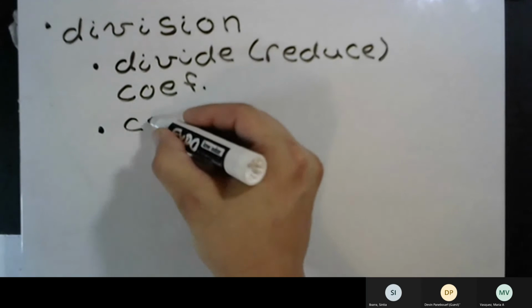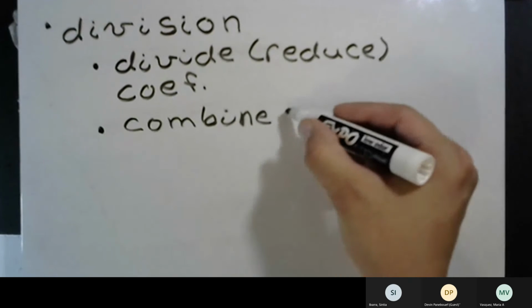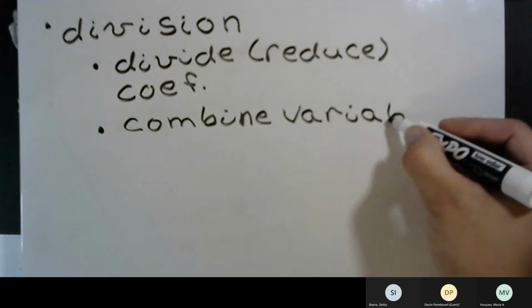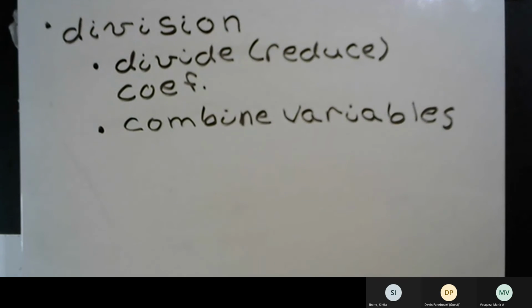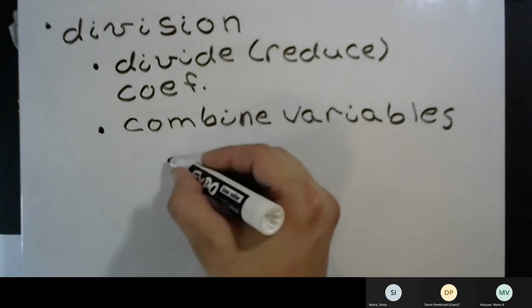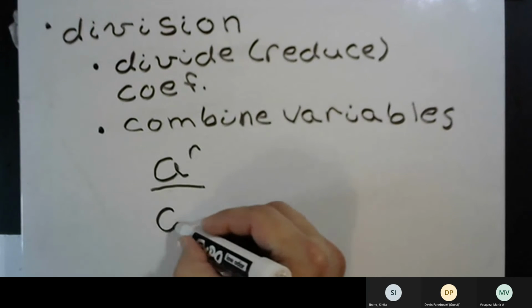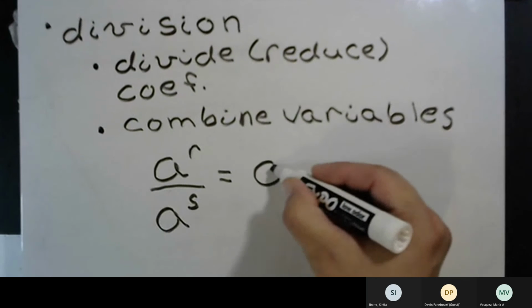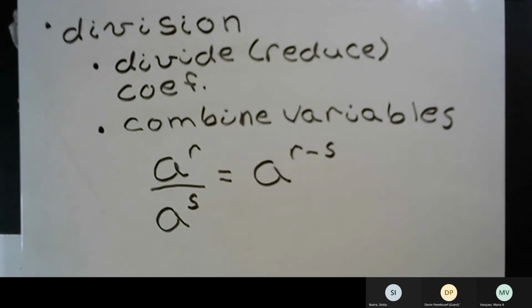And then we're going to combine variables, but now we're going to use the quotient rule. So we're going to use this. You have a to the r over a to the s, and this will be a to the r minus s.